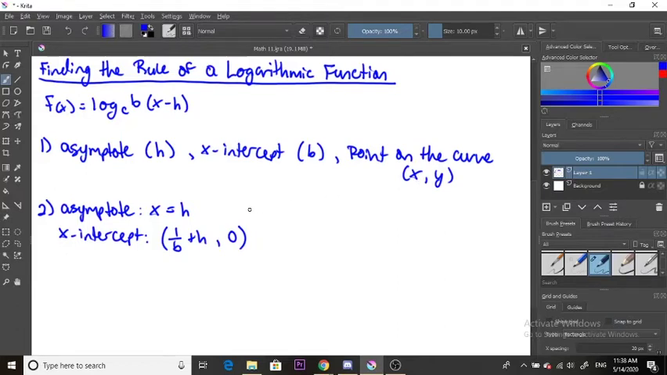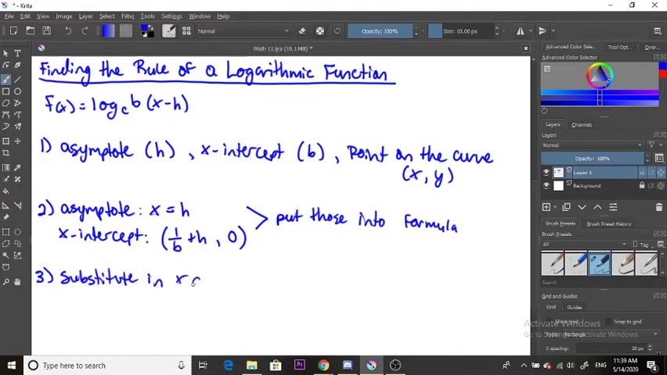And of course, then you would put those into your formula. Step number 3 would be to substitute in your point, and then solve for your base c.